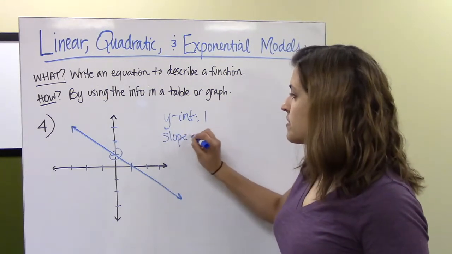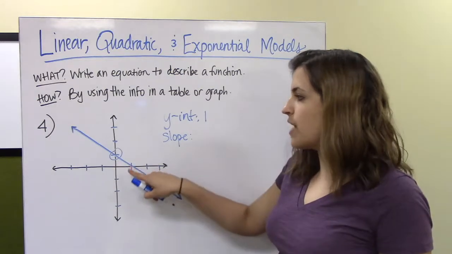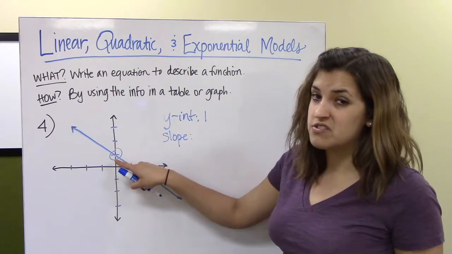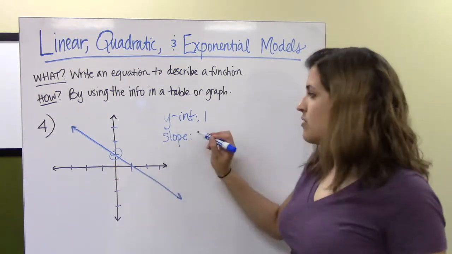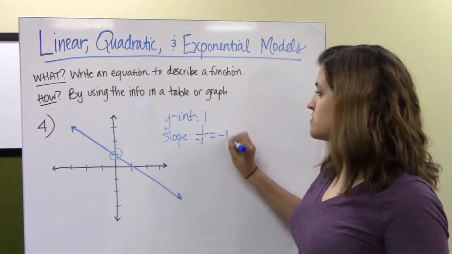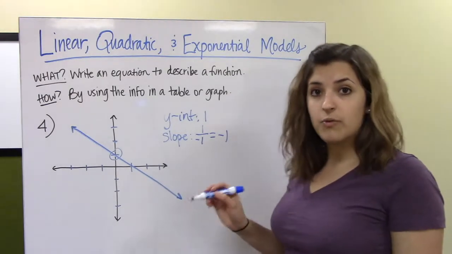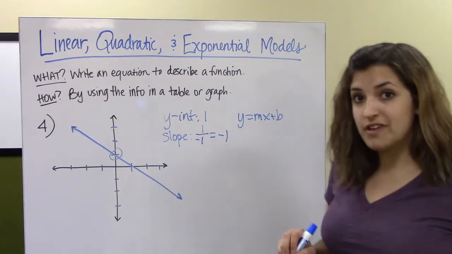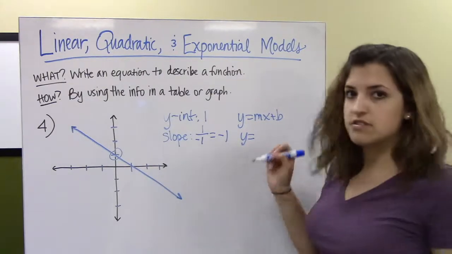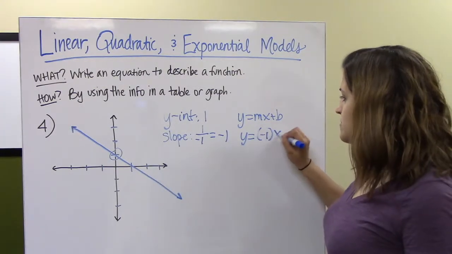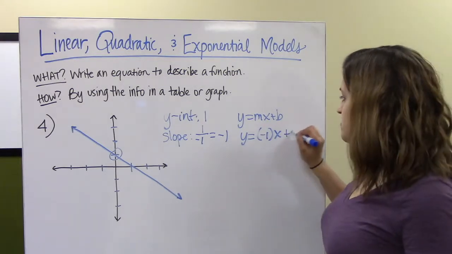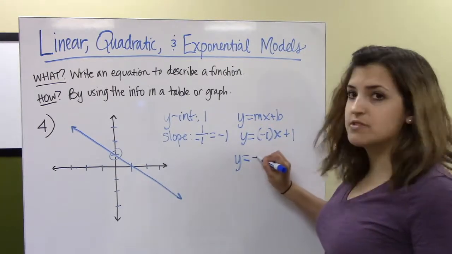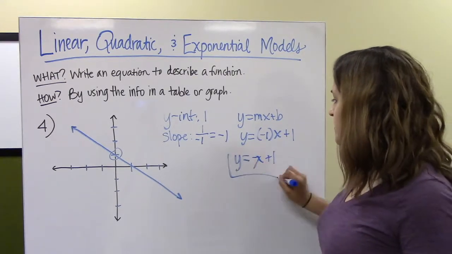Our slope, we are going to have to pick 2 points here and figure it out. So rise over run. If we go up 1 here, we go backwards 1. So that's 1 over negative 1, which equals negative 1. So now we can use our equation for the slope-intercept form, which is y equals mx plus b, and we can fill in what we know. So y equals the slope times x, so that's negative 1 times x, plus our y-intercept, which is 1. We can rewrite this if we want to. This is fine, but we can simplify it to y equals negative x plus 1. And we're done.